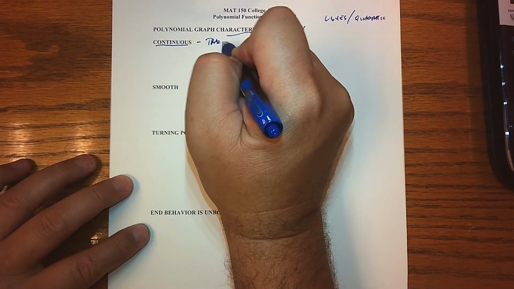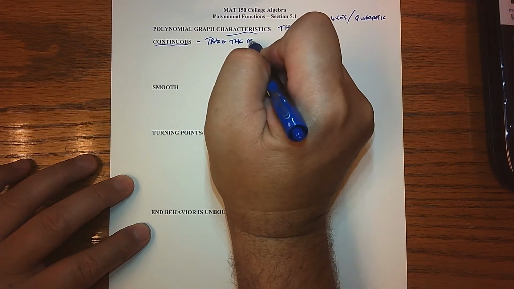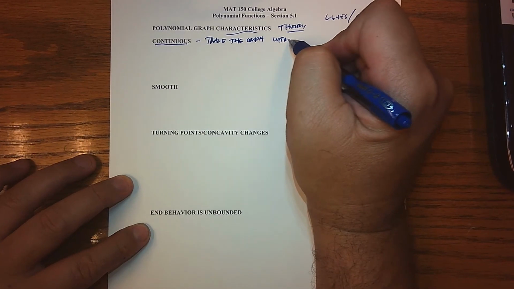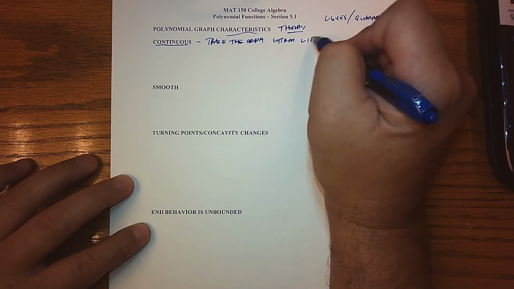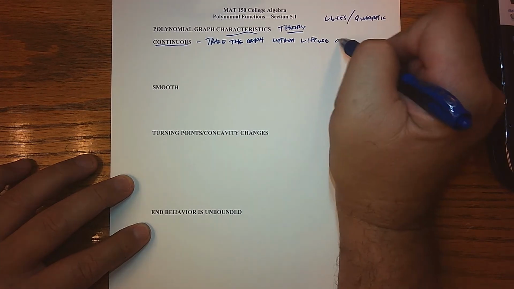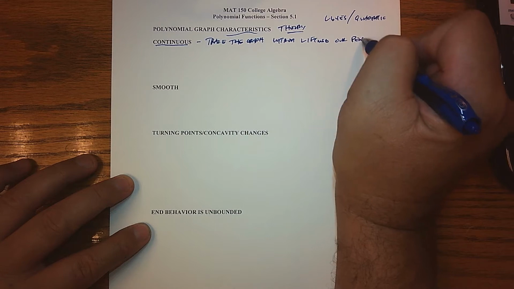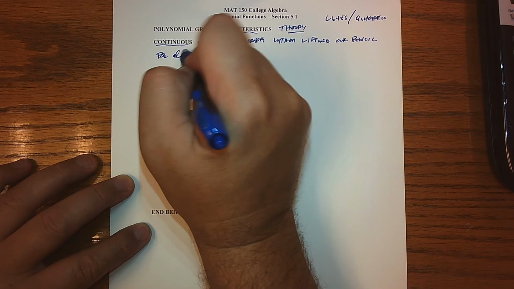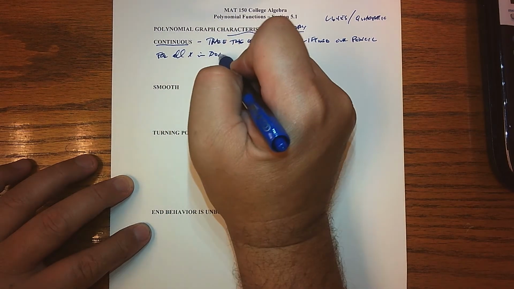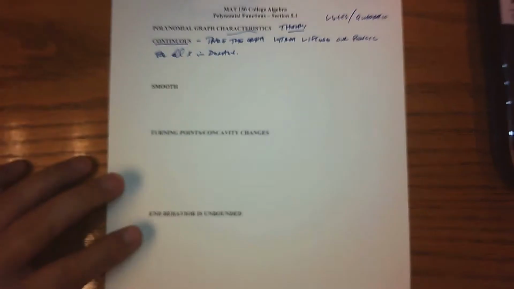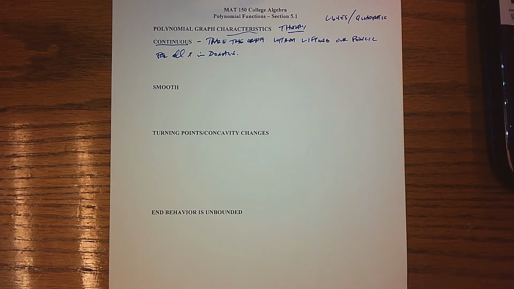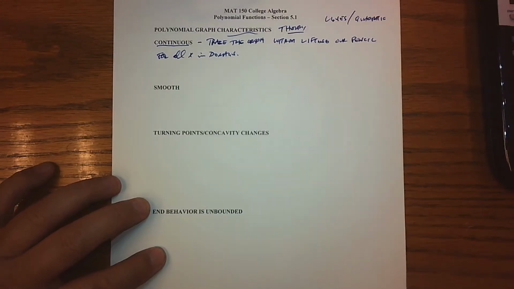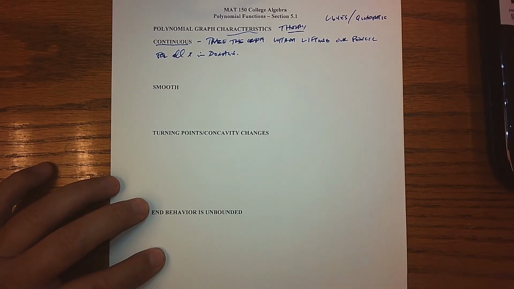trace the graph without lifting our pencil or pen for all x in the domain. So that would be a layman's way of saying what continuous is. So we can basically, that's the word trace. So we can trace the graph without lifting our pencil for all x in the domain.